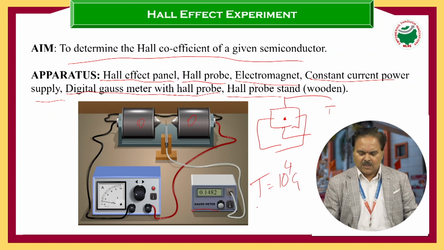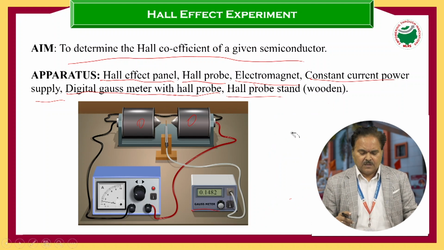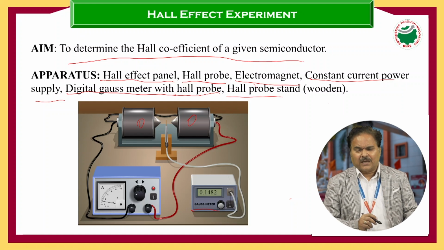Whereas in kilogauss, it will be 10 to the power of 3 gauss. So if it is 10 kilogauss, we can say it will be 1 Tesla. That is another parameter, just a symbol: Tesla in terms of 10 to the power of 4 gauss. So this is the actual experimental setup, and this is only for measuring the magnetic field.